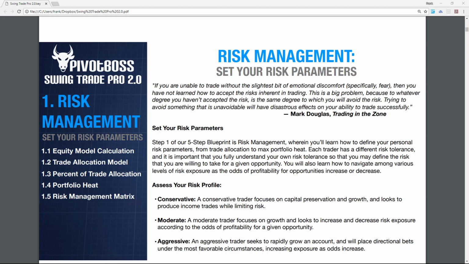This is a big problem because to whatever degree you haven't accepted the risk is the same degree to which you will avoid the risk. Trying to avoid something that is unavoidable will have disastrous effects on your ability to trade successfully. And again, that is a very, very powerful quote. And we start our 5-step swing trading blueprint with risk management because it is so very important.